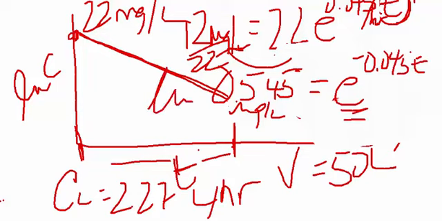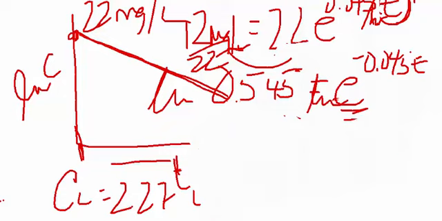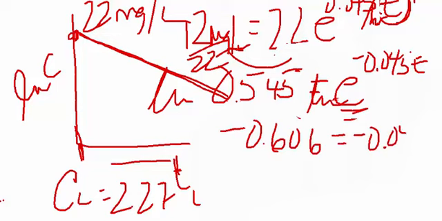Now how do we get rid of this e? Well, we natural log each side, don't we? So what's the natural log of 0.545? Okay, I'm going to have to erase some here because I'm running out of room. So the natural log is minus 0.606 equals minus 0.045 t per hour.